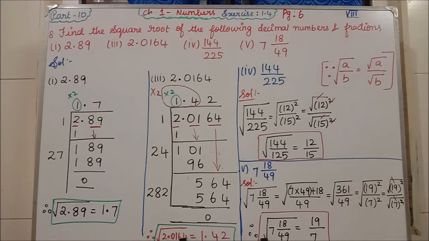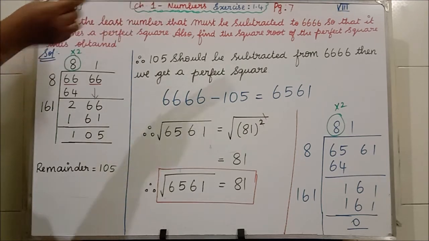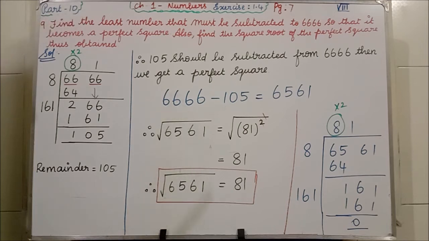Yes. Next we'll see the ninth question. Friends, now we'll see the ninth question. Find the least number that must be subtracted from 6666 so that it becomes a perfect square. What are they telling in the first line? 6666 is not a perfect square, they are saying. Some number we have to subtract from that 6666, only then you will get a perfect square number. Clear?